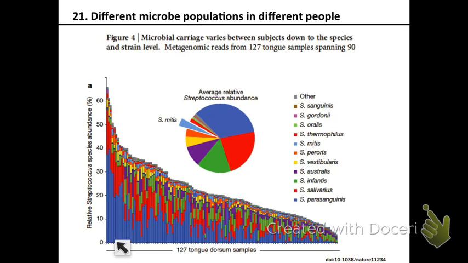So different microbe populations from different people. What could be some of the basis for this variation? These are all healthy, by the way. None of these people have strep throat. Diet, right? So environmental factors would be essentially the biggest contribution to this.